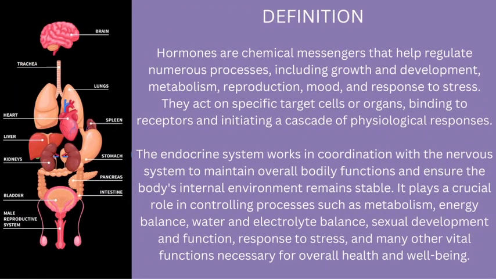Here, hormones are chemical messengers that help regulate numerous processes, including growth and development, metabolism, reproduction, mood, and response to stress. They act on specific target cells or organs, binding to receptors and initiating a cascade of physiological responses. The endocrine system works in coordination with the nervous system to maintain overall bodily functions and ensure the body's internal environment remains stable. It plays a crucial role in controlling processes such as metabolism, energy balance, water and electrolyte balance, sexual development and function, response to stress, and many other vital functions necessary for overall health and well-being.